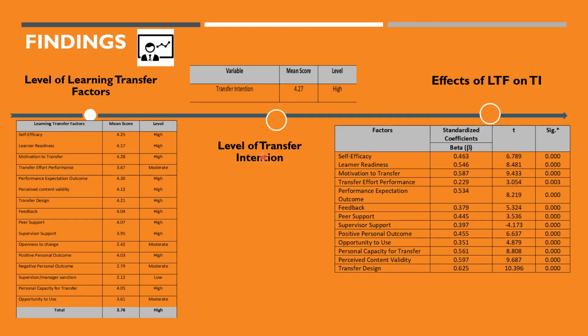And the findings show that the learning transfer factor among respondents is at a high level, as we can see most of the factors are at a high level. However, there were 4 factors at a moderate level, while only one factor, which is supervisor or manager sanction, is at a low level. And the level of transfer intention indicates that respondents have a high level of intention to transfer their training content to the workplace.